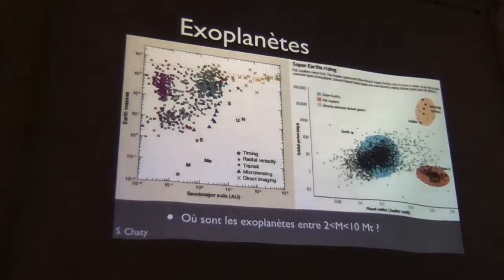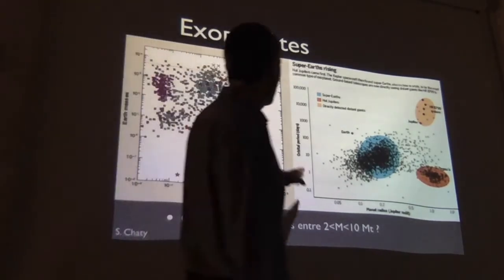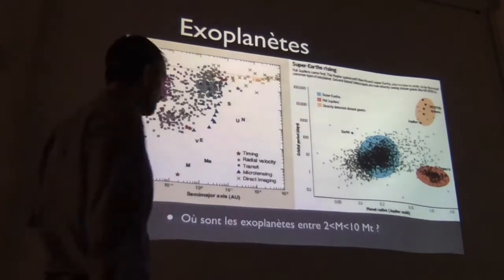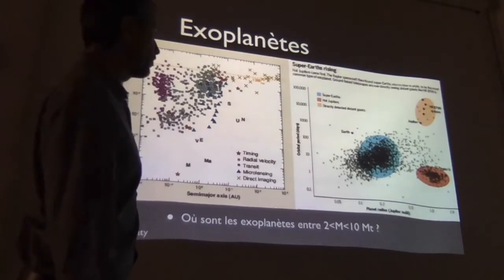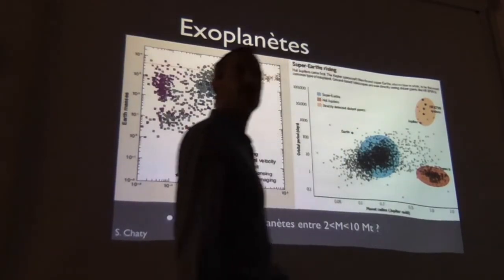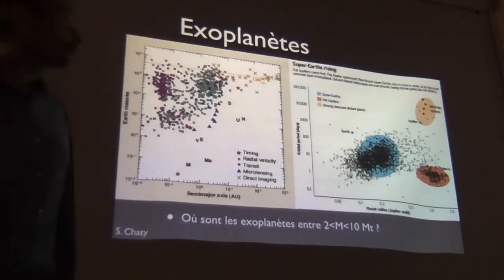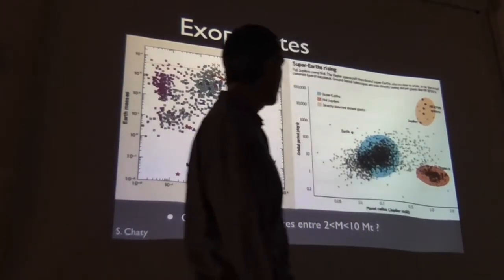Just another one, same plot, but here you have the orbital period instead of semi-major axis, and instead of having the mass, you have the planet radius. So just to make things more complicated, but just to show you that we always have these nearly three groups here.